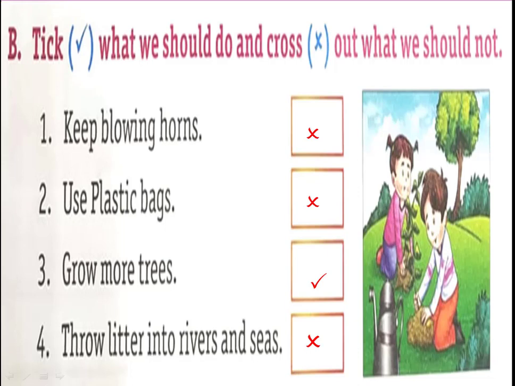Third one. Grow more trees. Yes, we should grow more trees. So, we have to put a tick. Last one. Throw litter into rivers and seas. We should not throw waste into rivers. So, we have to put a cross.